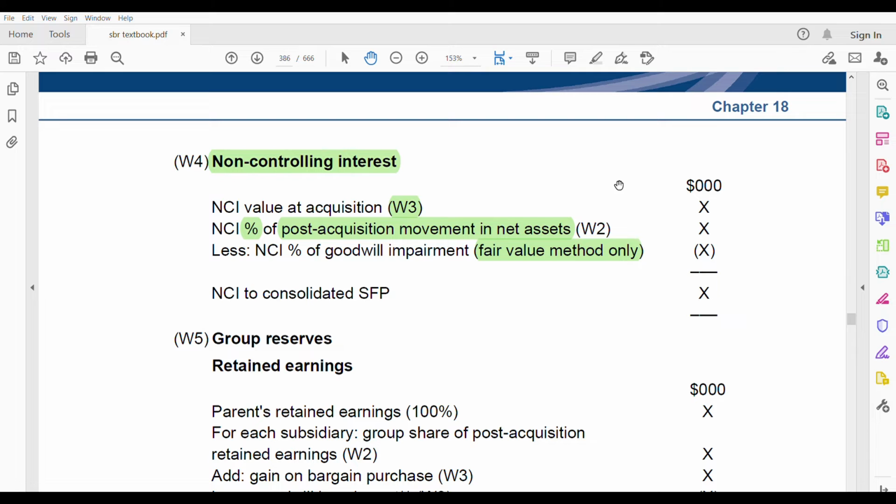If you take the increase in net assets, that means retained earnings, for NCI, you have to take the expenses also. The NCI's percentage of the expenses also. It's like income and expense you are taking for the NCI. That's why you are taking goodwill impairment. So this also will go as NCI to the consolidated statement of financial position. This amount also will go in the statement of financial position at the end.